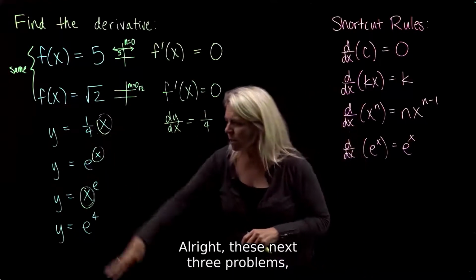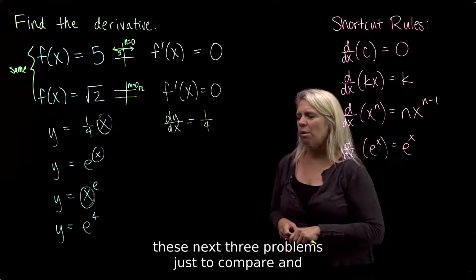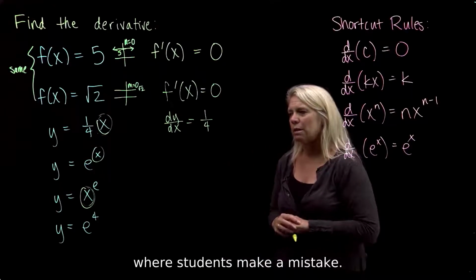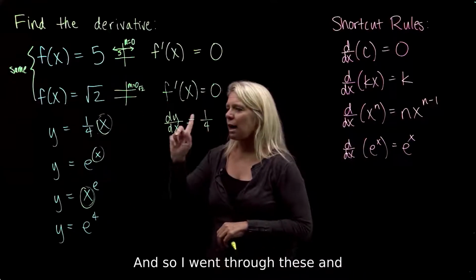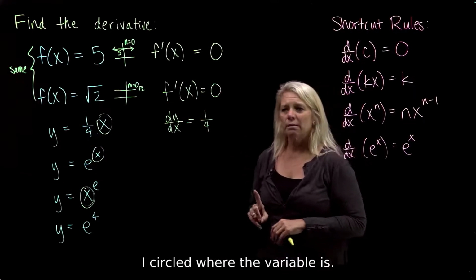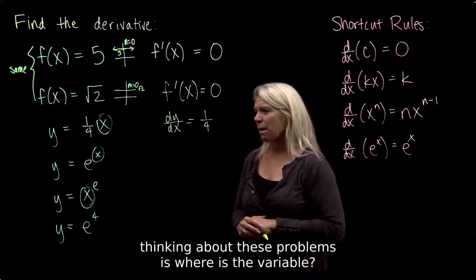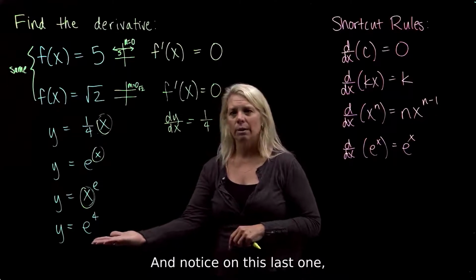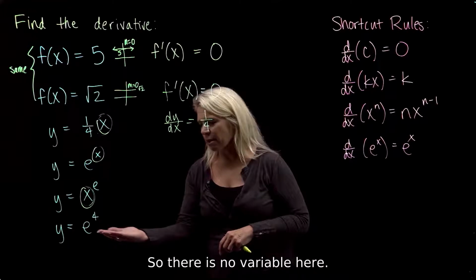All right, these next three problems, I tried to use some similar things just to compare and contrast a little bit and notice some places where students sort of make a mistake. And so I went through these and I circled where the variable is. You don't have to do that, but that's one of the things that you want to focus on when thinking about these problems: where is the variable. And notice on this last one, I didn't circle a variable anywhere. Right, so there is no variable here.